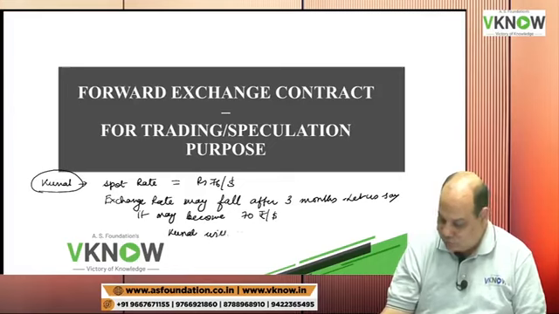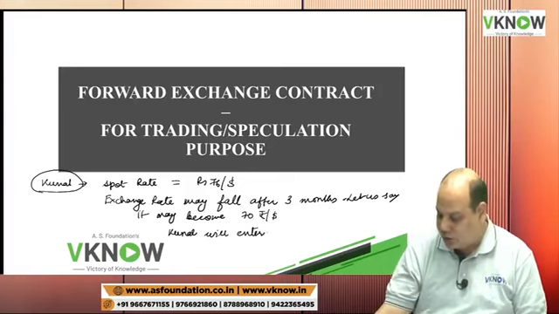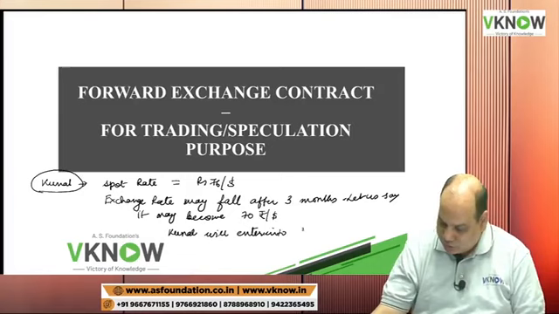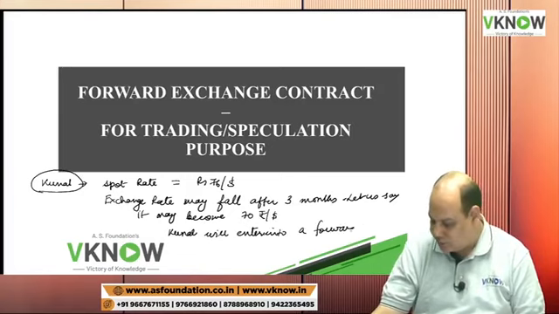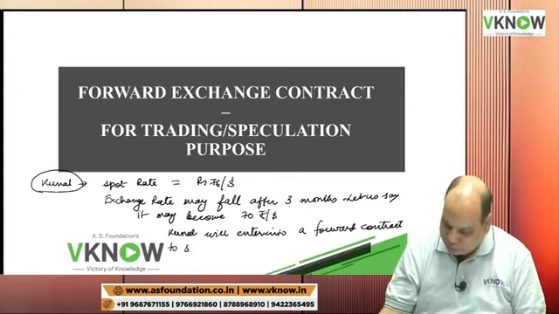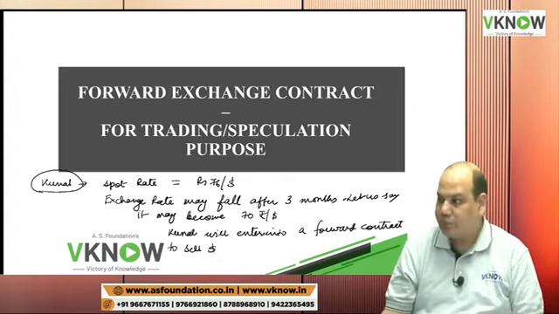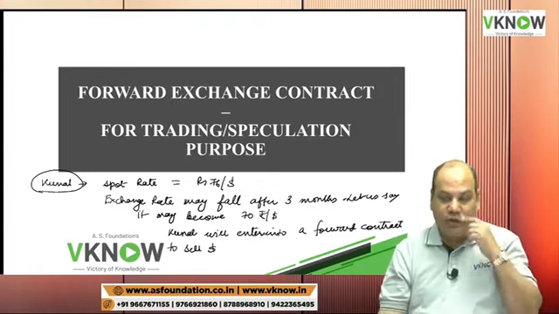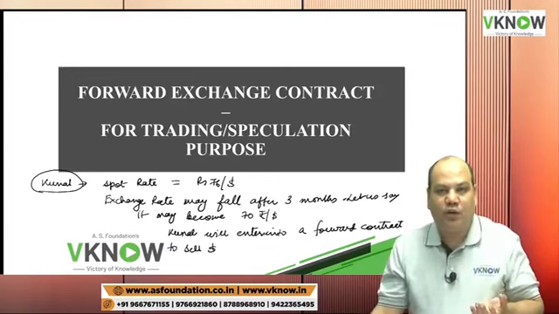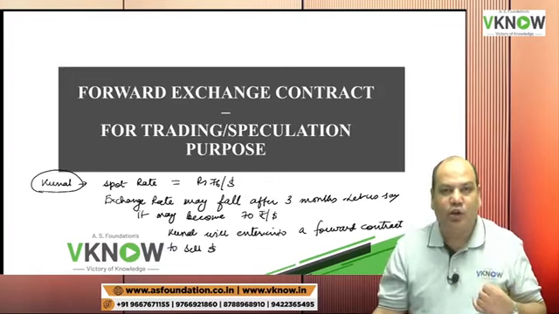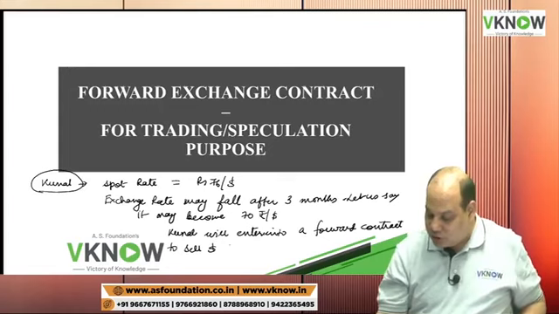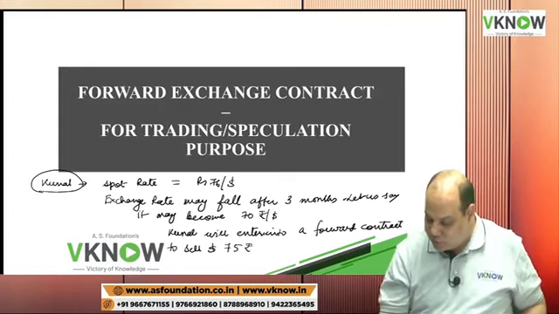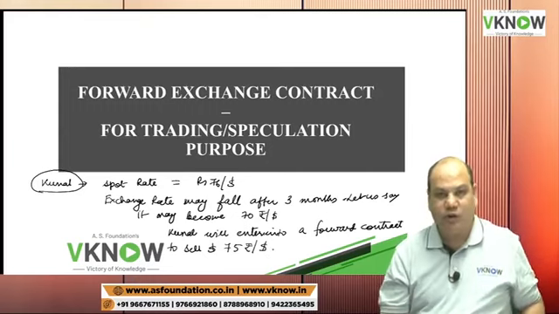Kunal will enter into a forward contract to sell dollar because he is expecting the rate will fall. Kunal goes to a forex dealer. He says, I want to sell you dollar after 3 months. At what rate are you willing to buy? So the forex dealer says, I am willing to buy at 75 rupees per dollar after 3 months. You can come, you can sell me dollar at 75.